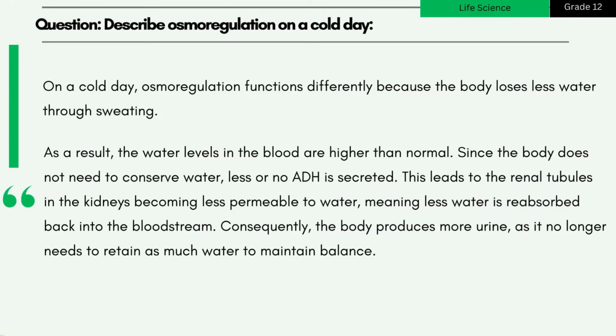This leads to the renal tubules in the kidneys becoming less permeable to water, meaning less water is reabsorbed back into the bloodstream. Consequently, the body produces more urine, as it no longer needs to retain as much water to maintain balance.